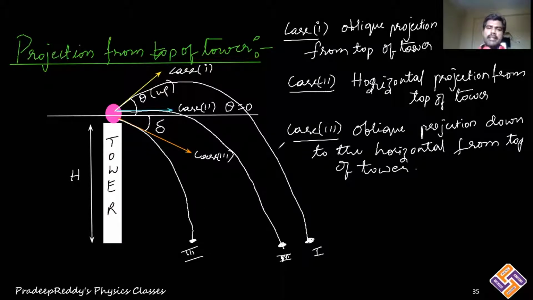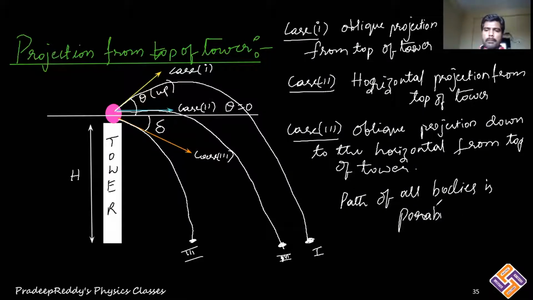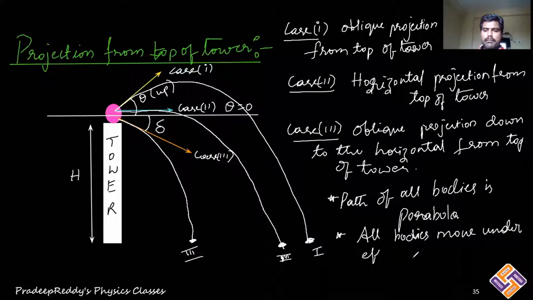All the three bodies take different paths, but all of them travel a parabolic path. Path of all the bodies is a parabola, and all bodies move under the effect of gravity, because for all these bodies there is a gravitational force which is acting in downward direction.